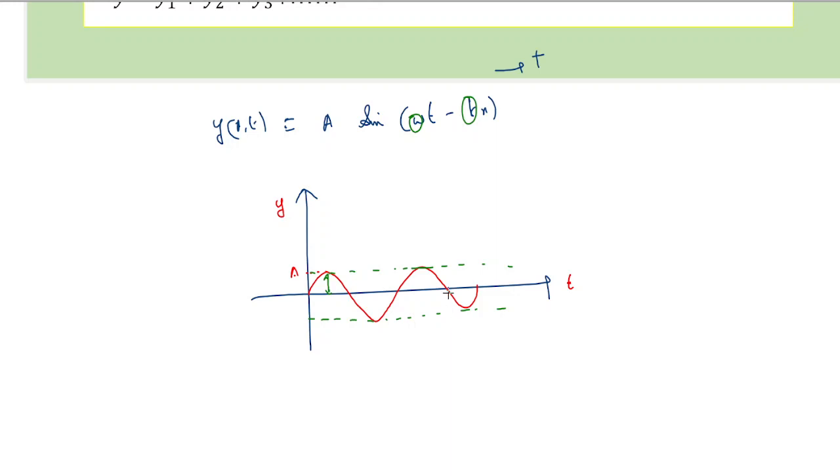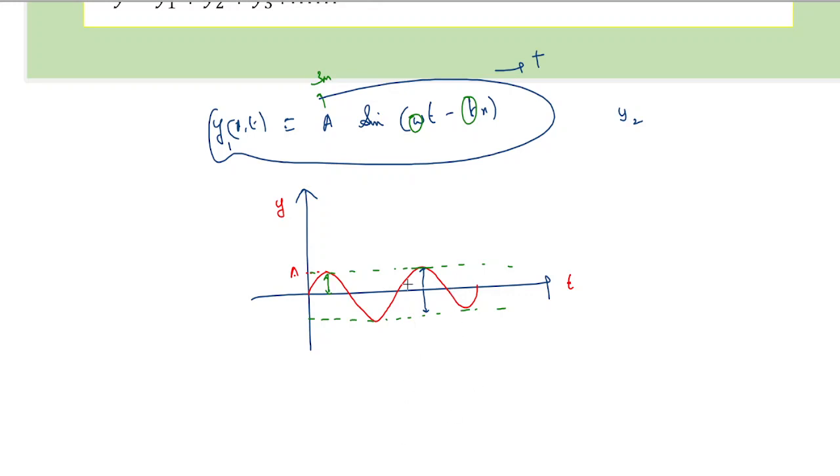Now in this case, imagine that this A is, say, 3 meters, for example. It means every particle would oscillate up to 3 meters in the up direction, 3 in the down direction. This is for a given wave. If we have some other wave which is coming through this, let us call that y2, and this is y1. If that wave has a different amplitude, in that case the particles will have a different amplitude.